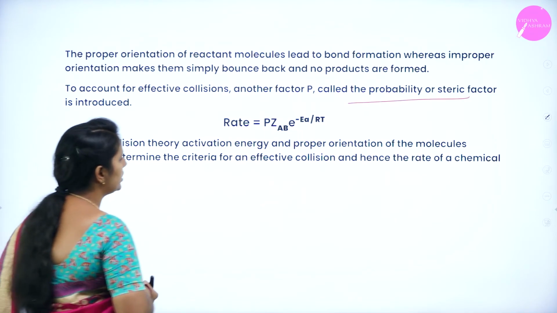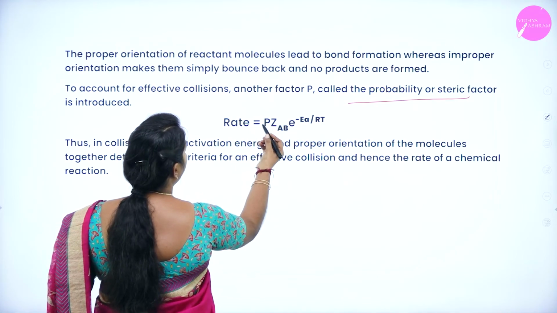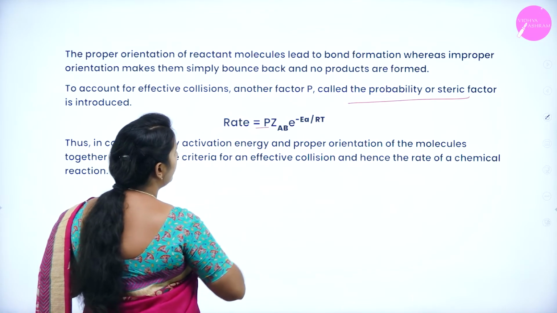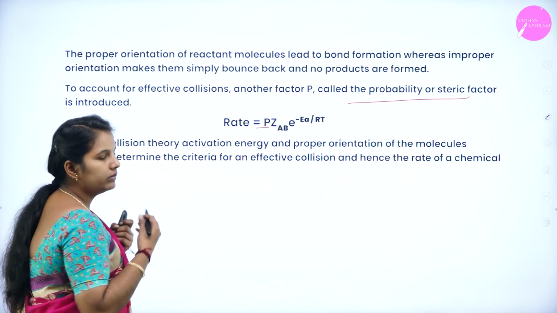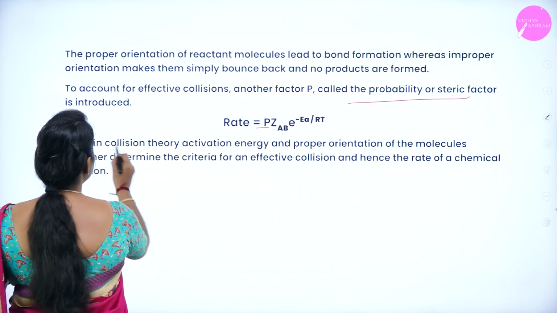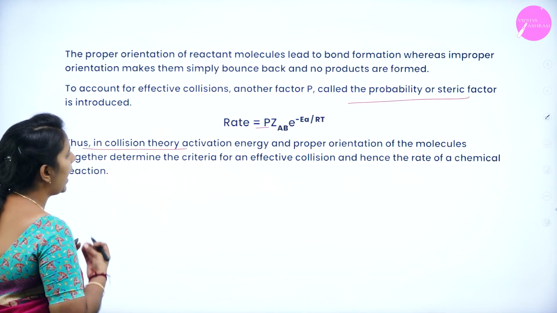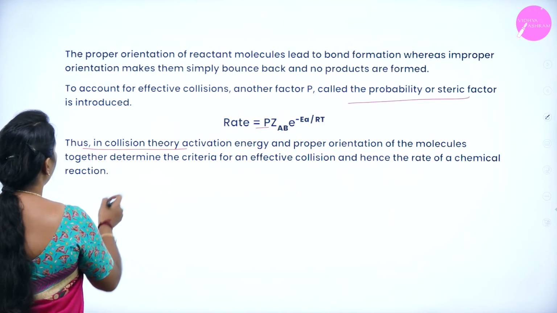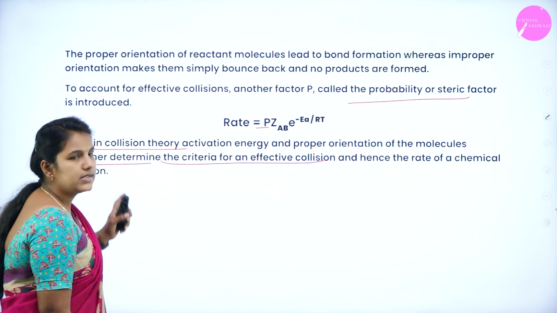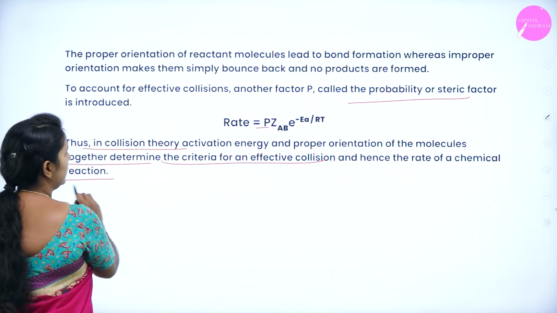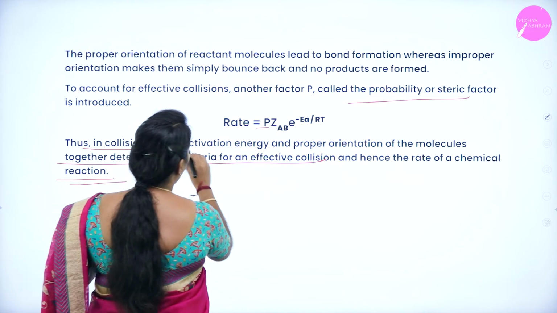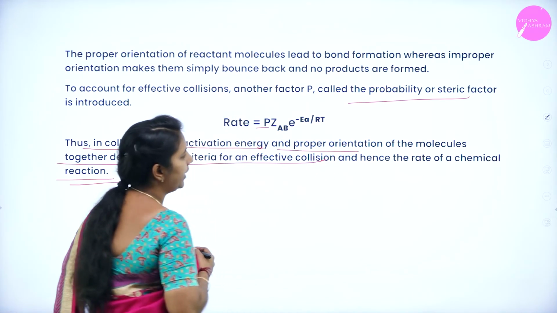So the rate equation becomes rate is equal to P into ZAB into e to the power of minus Ea by RT, where P is the probability factor and ZAB is nothing but the collision frequency of the reactants A and B respectively. Thus, in collision theory, activation energy and the proper orientation of the molecule together determine the criteria for effective collision. Hence, the rate of the chemical reaction. So, what is important for the rate of the reaction to occur? Activation energy and the proper orientation.